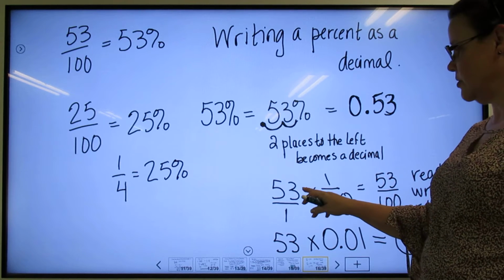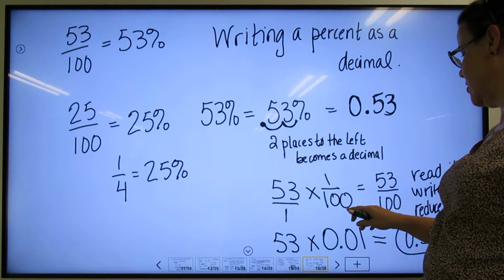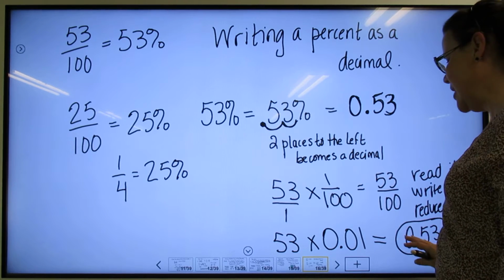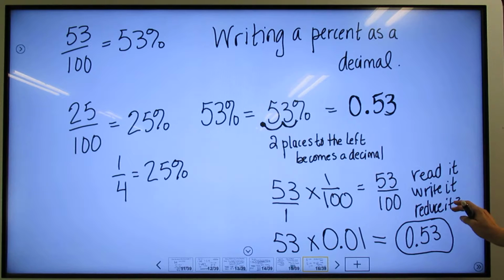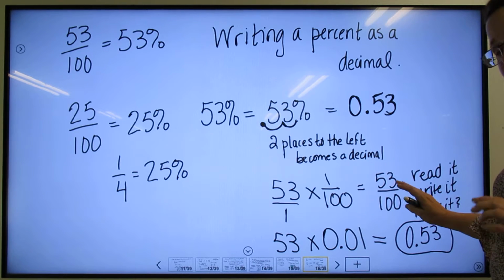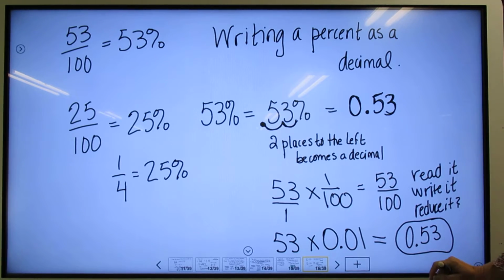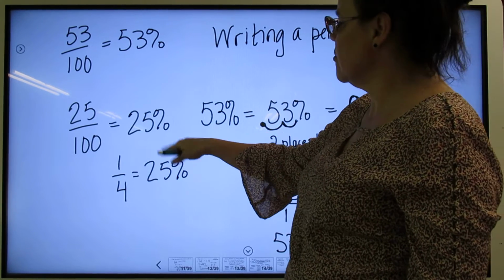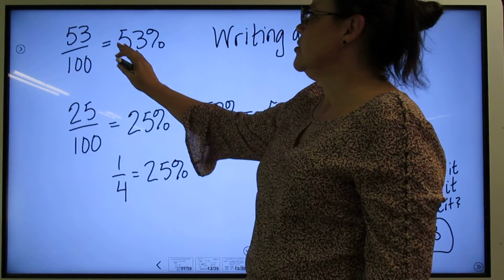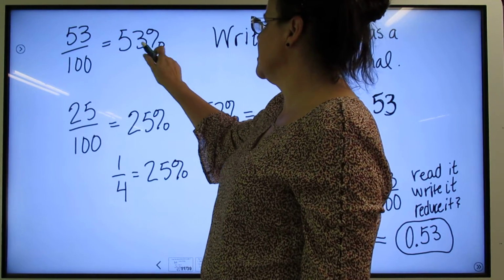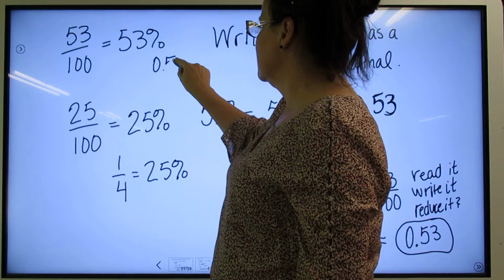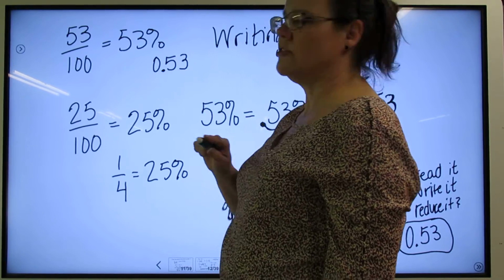But if you needed to, you could do 53 times 1/100ths, 53 hundredths, and you read it, write it, and reduce it. That's going to be an important step right there. 53 hundredths. What does it look like as a decimal? It looks like this, okay? And then over here we were kind of practicing. 53 hundredths is 53%. It's 53 hundredths as a decimal.